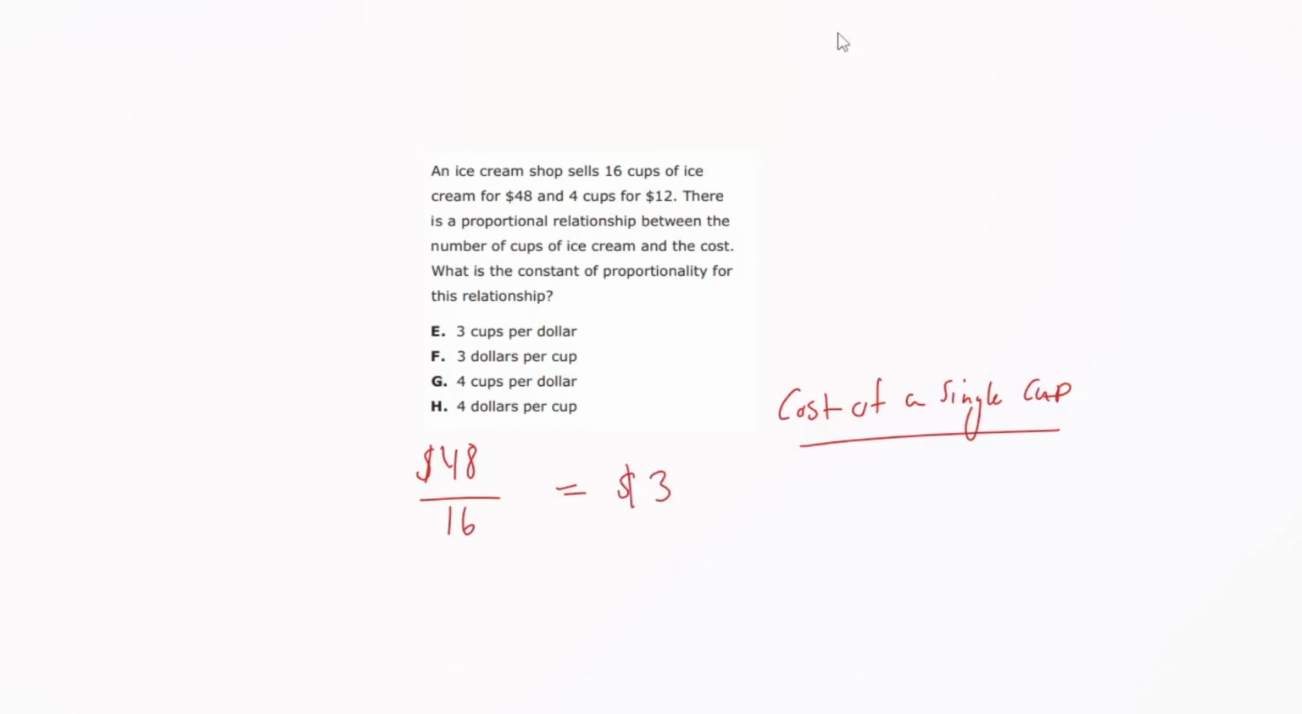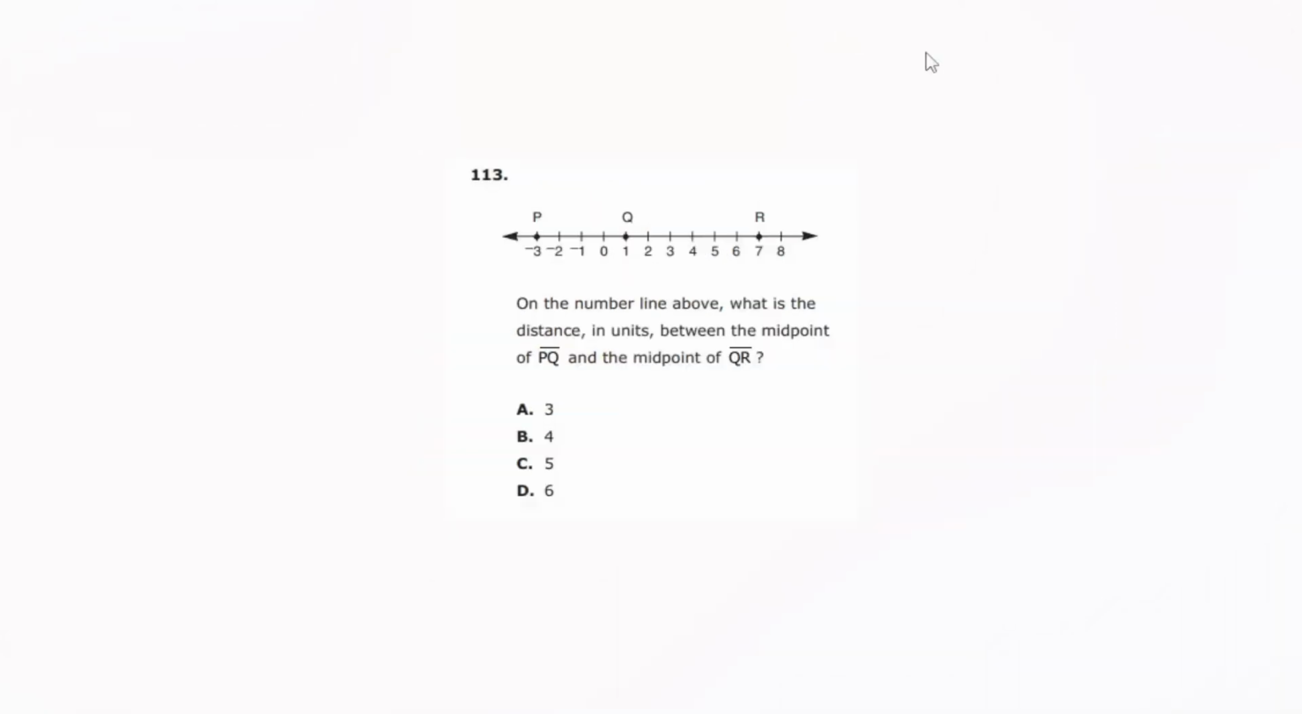For the second one, we have $12 for 4 cups. And we see if we do 12 over 4, we get an answer of $3 as well. So therefore, the cost of a single cup in this case is $3, and this proportionality remains the same. So our answer here is F, $3 per cup. And that's all.